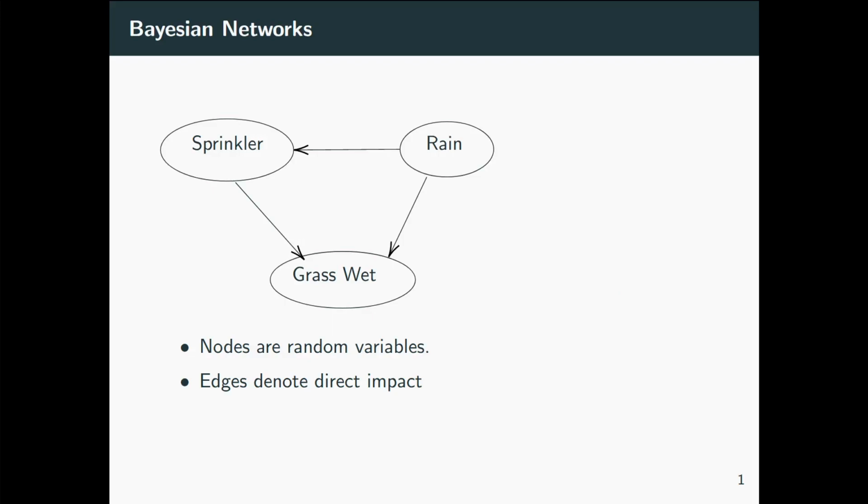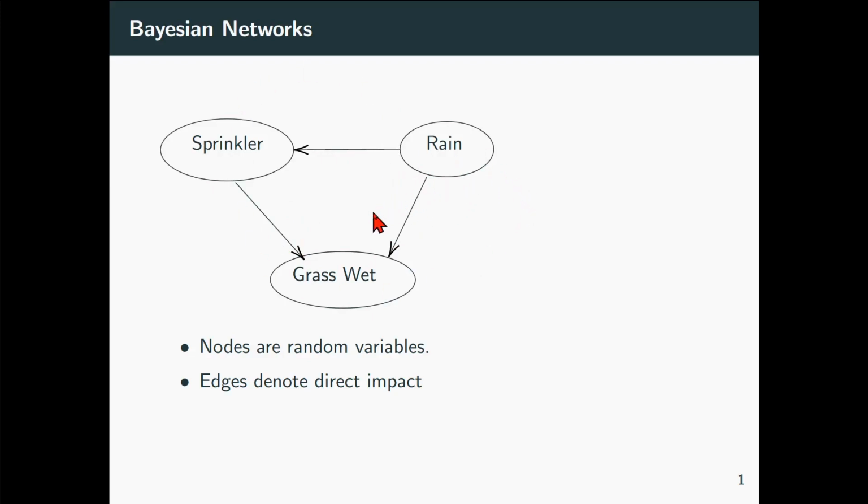We've talked about Bayesian networks in different contexts throughout this course. We talked about Bayesian networks when we were talking about hidden Markov models also. But for the purposes of this trivial example, let's consider the example of rain, sprinkler, grass wet. So these are three different nodes that you have in a graph or a network, and these nodes are random variables. The edges in this particular network are denoting direct impact.